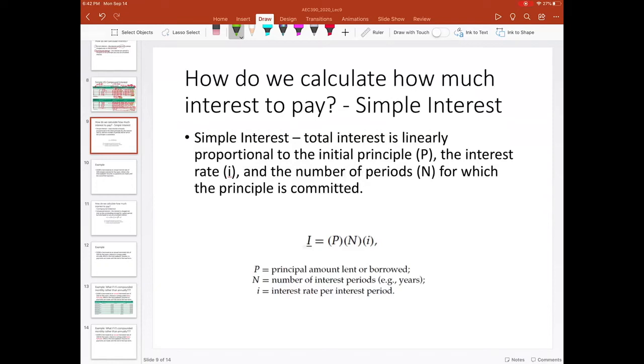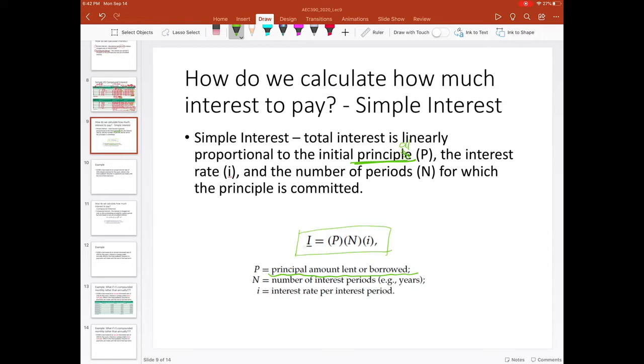So now the first equation is the simple interest equation. We have I equals Pni, with a lowercase i. So what is P? P is the principal amount lent or borrowed. That's the initial amount you borrowed, or we can say it's principal. Okay, sorry, I think I have a typo here. It's principal. So P is the initial amount you borrowed.